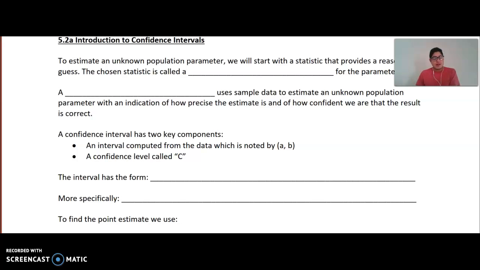Okay, so now that we know how to formulate the sampling distribution of p hat, now let's actually start with our first type of inference procedure for this unit. We're going to be talking about confidence intervals. Now, in order to estimate an unknown population parameter, we will start with the statistic that provides a reasonable guess. The chosen statistic is called a point estimate for the parameter.